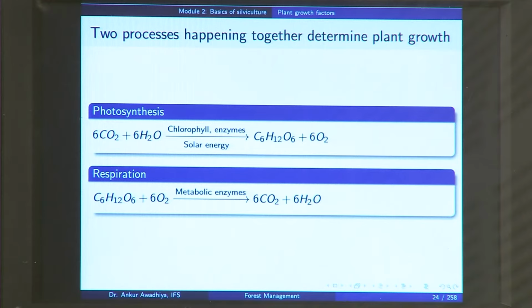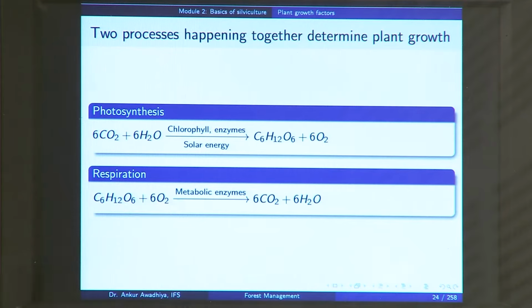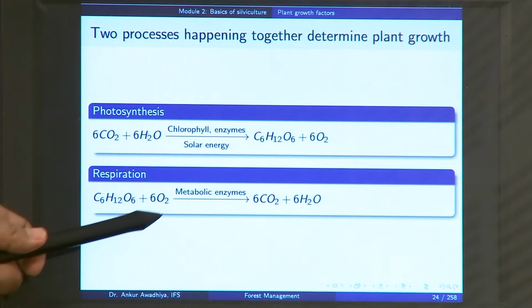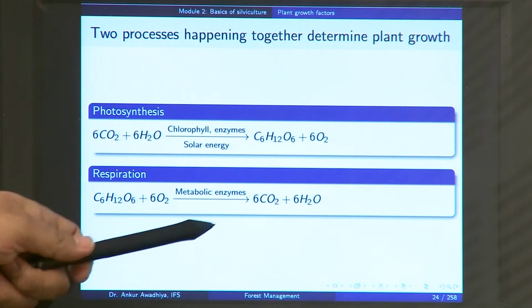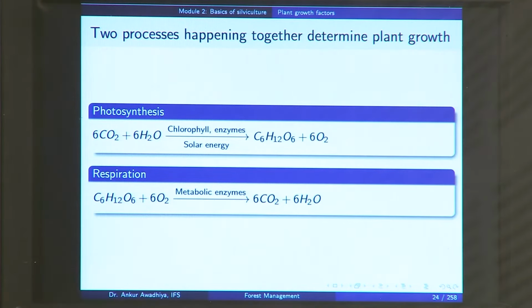So, this is photosynthesis, but at the same time plants are also using energy for their own sustenance, and when they use energy, it is through the process of respiration. So, in respiration you have the opposite of this process. C6H12O6, which is the sugar, combines with 6 molecules of oxygen in the presence of metabolic enzymes, it gives you 6 molecules of carbon dioxide and 6 molecules of water.